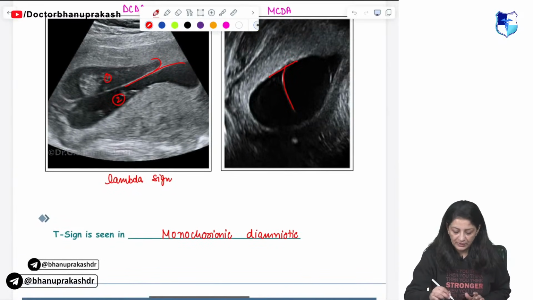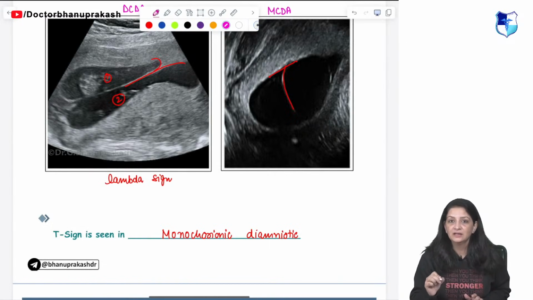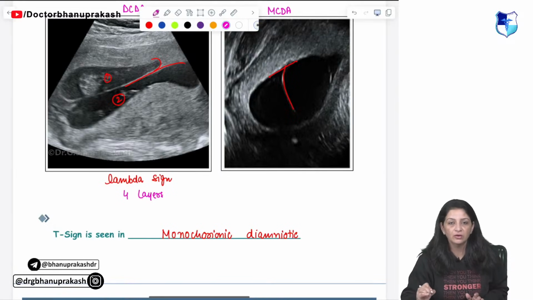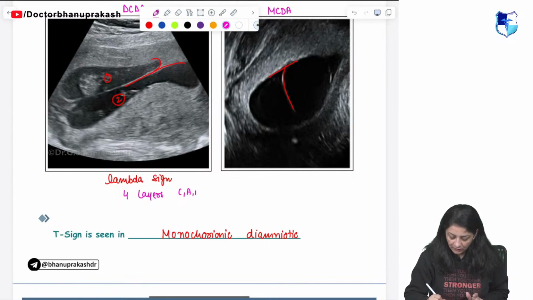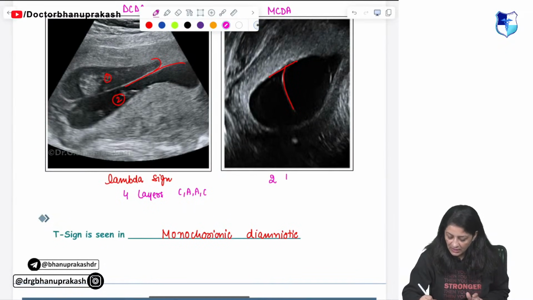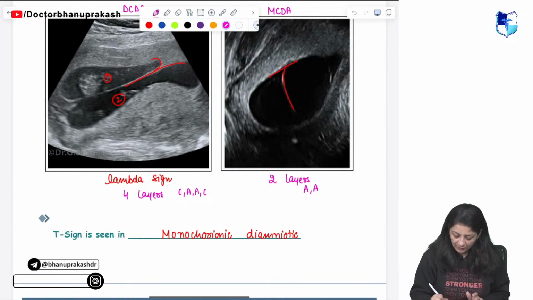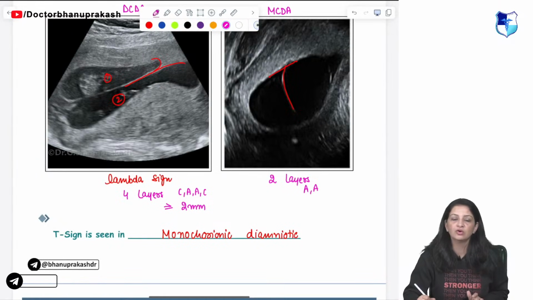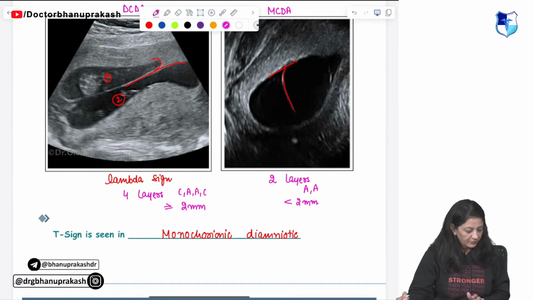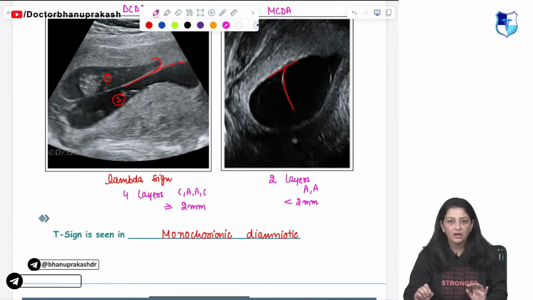If we talk about the layers of membranes, between dichorionic diamniotic twins, 4 layers are present: chorion, amnion, amnion, and chorion. In case of monochorionic diamniotic, 2 layers are present, only amnion and amnion. Thickness of membranes is more than or equal to 2 mm in case of dichorionic diamniotic. In case of monochorionic diamniotic, less than 2 mm. Thickness of the membranes. Okay, clear?